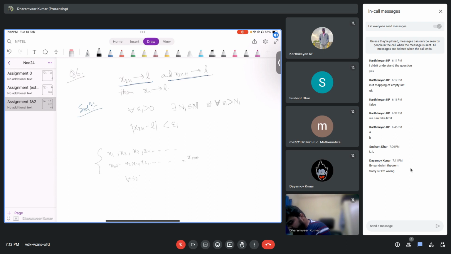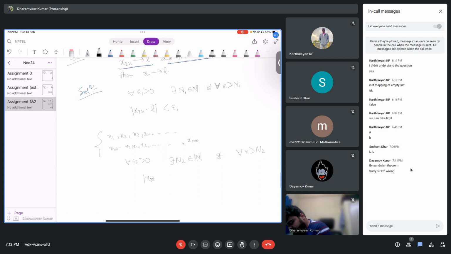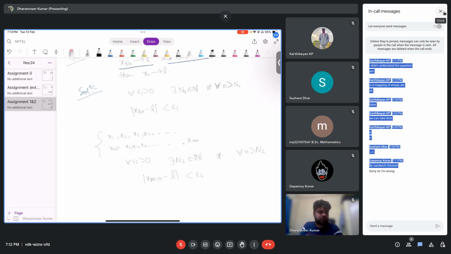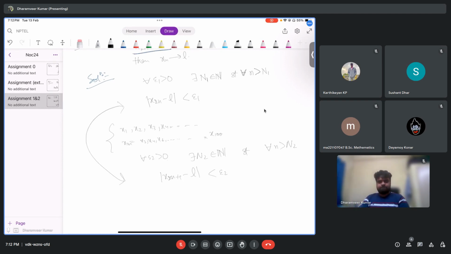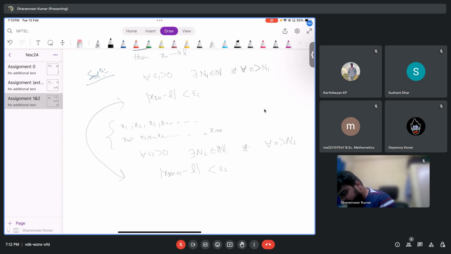Similarly, for epsilon 2 greater than 0, there exists some n2. You have to focus a bit to think about this, and then you'll get it. Always start with epsilon 1, epsilon 2, that's okay, right? So you have this. Now take this n to be 2 times the maximum of n1 and n2.